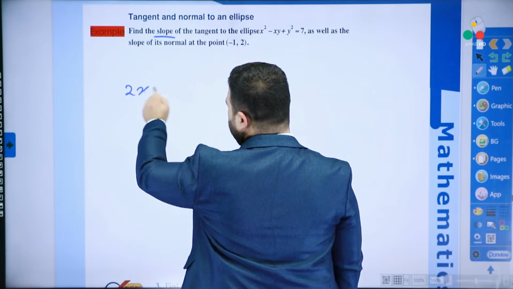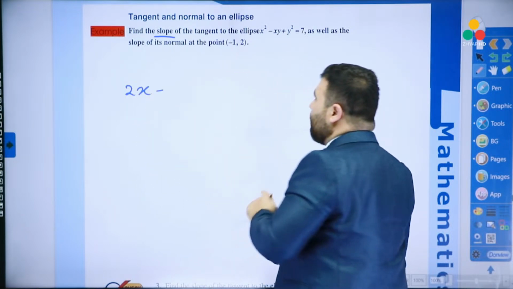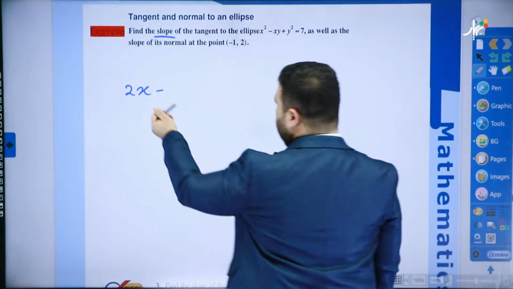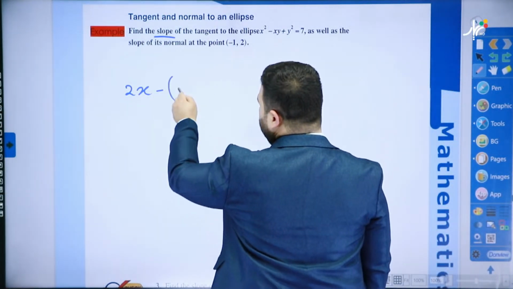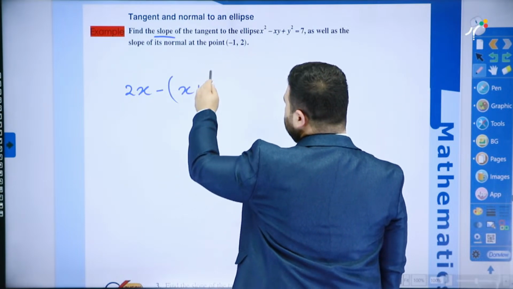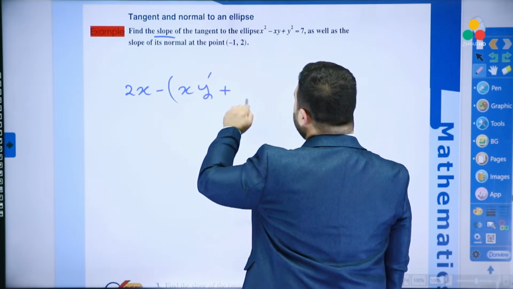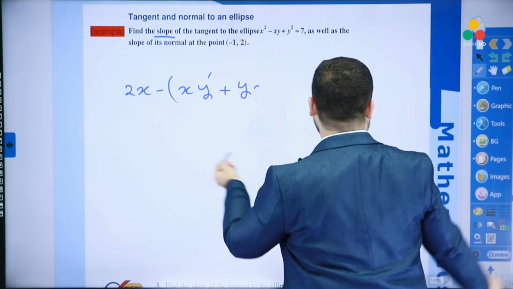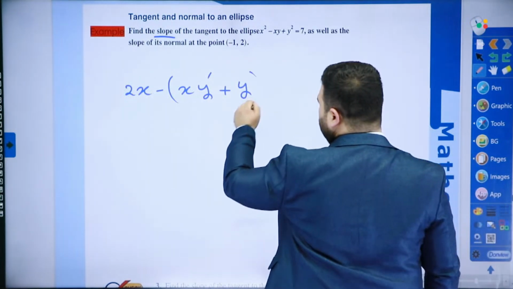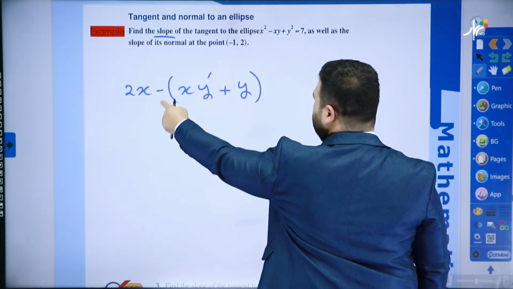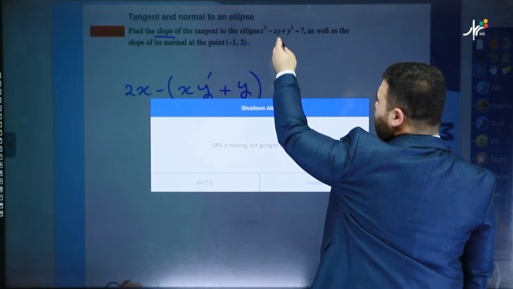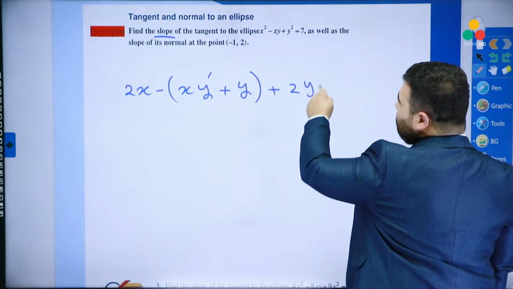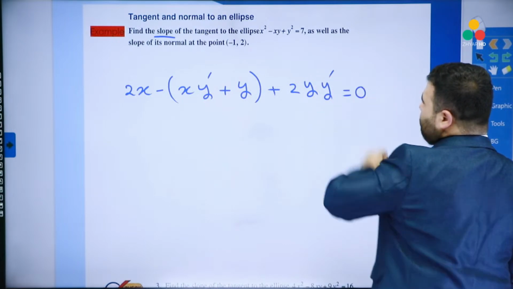The derivative of x to the power 2 is 2x, minus. Whenever you see x times y, we need to use the product rule. Then minus first times the derivative of second plus second times the derivative of first. The derivative of x is not x prime, it is 1, which we don't need to write. And this minus in the beginning is for all, because this minus is for the product. Plus 2y prime equals 0.